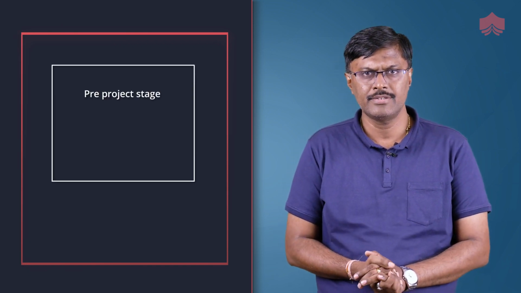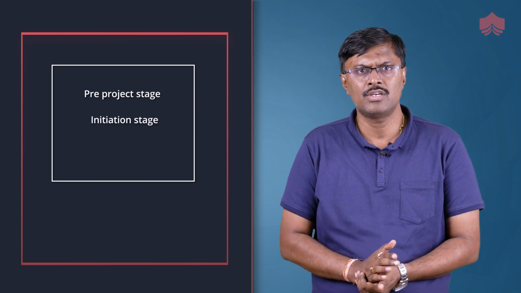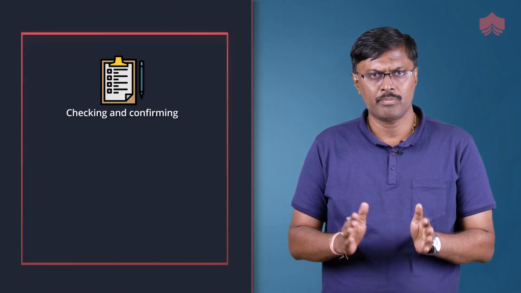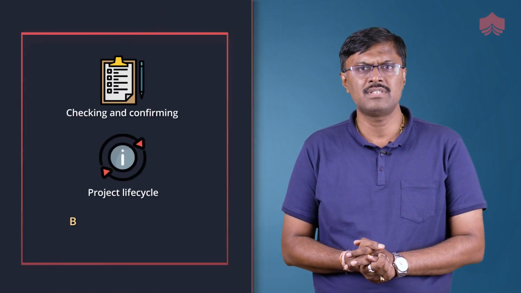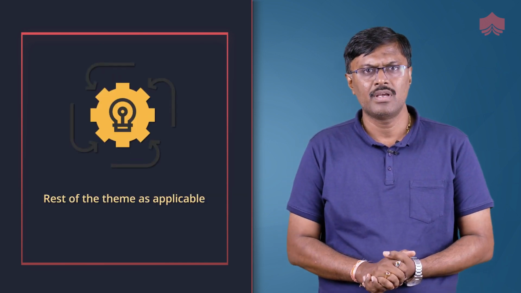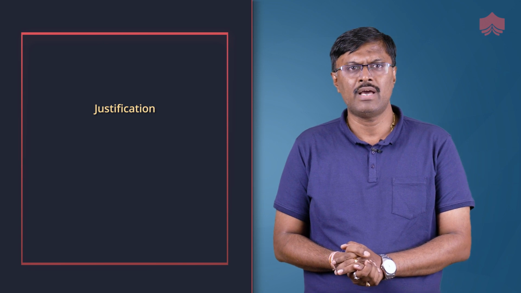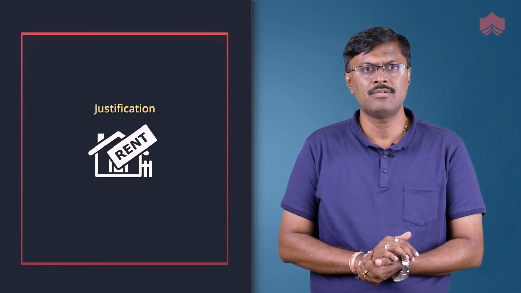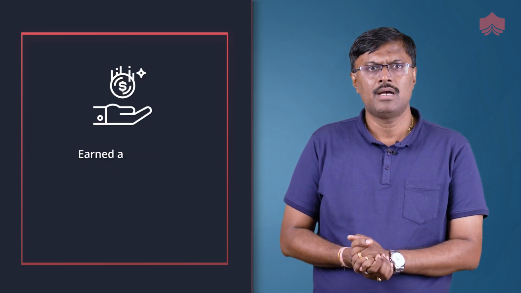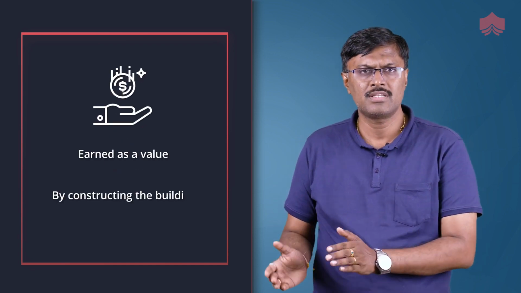The principle continued business justification stresses on this requirement during pre-project stage, during initiation stage and throughout the project life cycle by creating business case. Checking and confirming throughout the project life cycle by applying business case theme mainly and rest of the themes as applicable. Here, justification would be the value of rent what is received after construction of a building, which can be earned as a value by constructing this building.